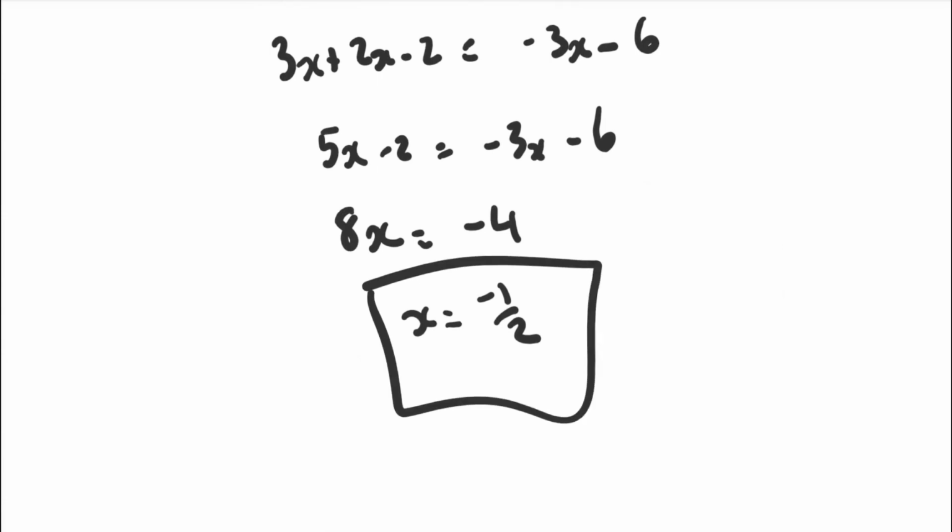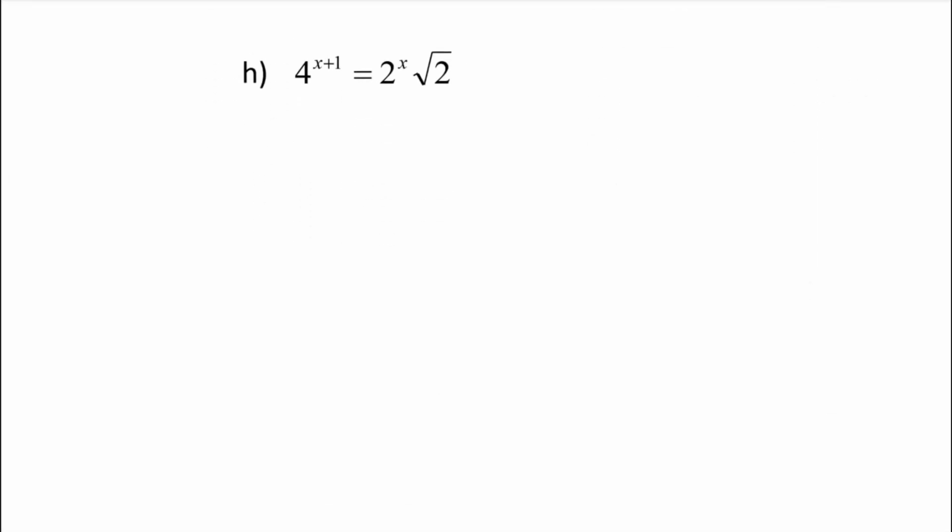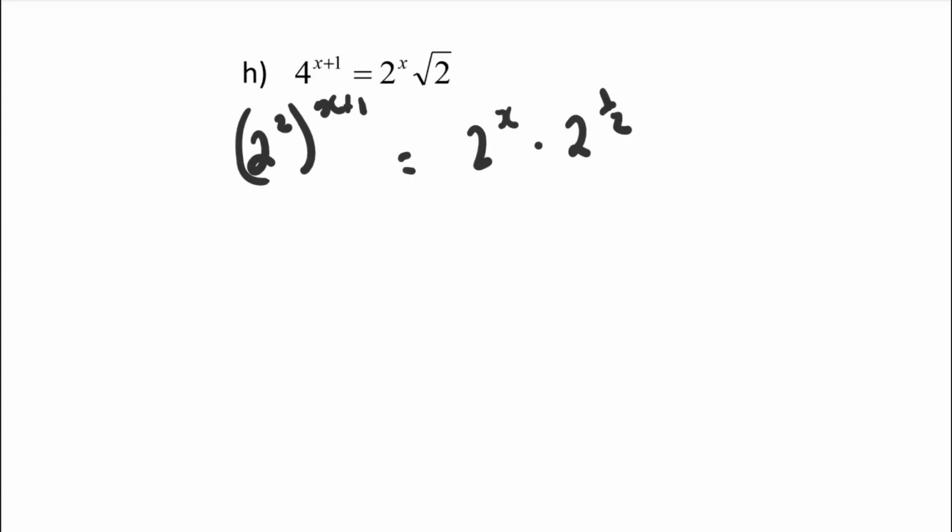All right, 2 examples left, and that's it. So we have, this one is 4 to the power of x plus 1 is equal to 2 to the power of x multiplied by the square root of 2. So in this one, we're going to have to change the root into a fractional exponent. So this is going to be 2 squared to the power of x plus 1 is equal to 2 to the power of x multiplied by 2 to the power of a half.